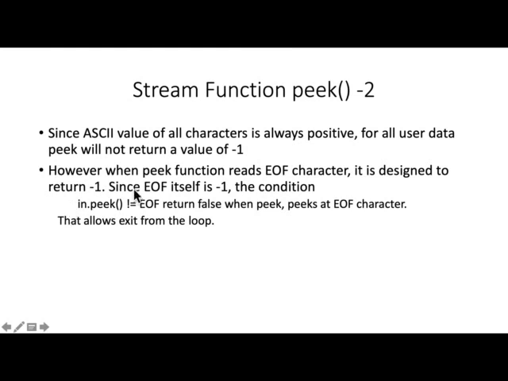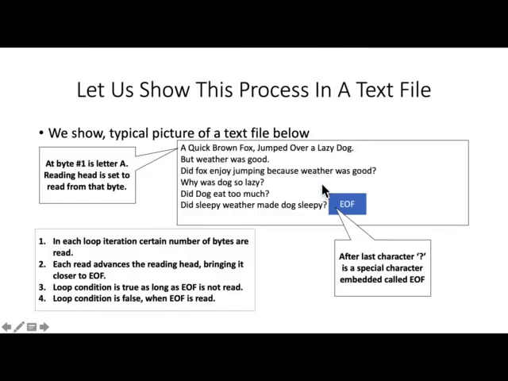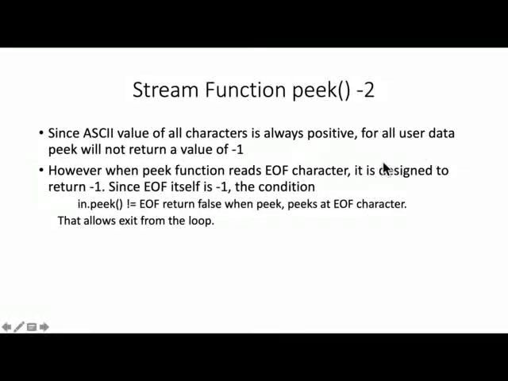But the peek function is designed in such a way that when it reads the EOF character, so where was the EOF character? We just saw that. Last character right after this question mark. I show it big, but it's really just one little thing. Okay, there was no way for me to show it very small. It's just one character, a special character. Okay, so when the peek function reads the EOF character, it is designed to return -1.